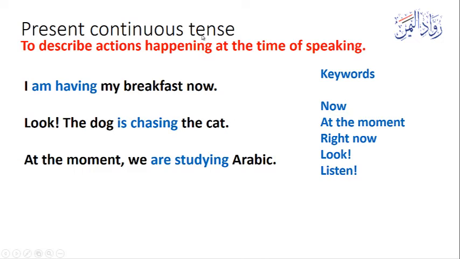The present continuous tense. It describes actions happening at the time of speaking. Now, I am explaining the lesson to you. You are listening to me. You're watching the video. So this is called present continuous tense. I am having my breakfast now. Look, the dog is chasing the cat. At the moment, we're studying Arabic. Some common expressions: now, at the moment, right now, look, listen.